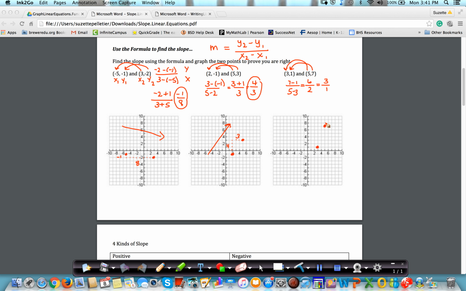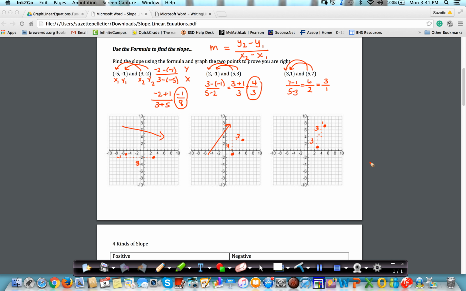Okay, so those are my 2 points. I should be rising 3 and running 1. 1, 2, 3, run 1. 1, 2, 3, run 1. So that works. I had to do it twice in order to get from the first point to the second point, but I am still rising 3 and running 1. So that seemed to work just fine.